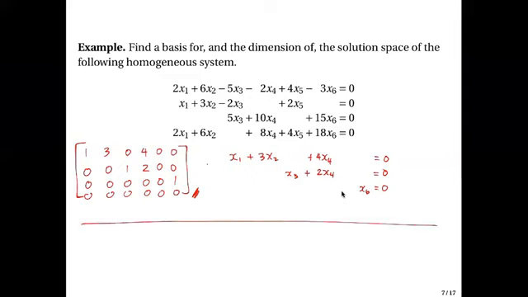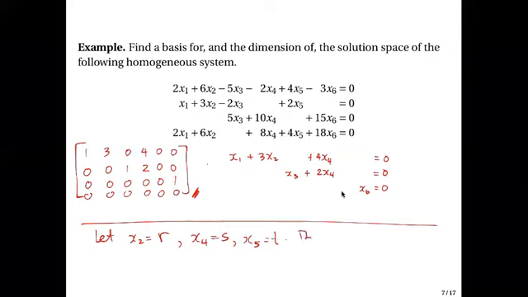So we have, let x2 be equal to s. Let's use s. Or r. Let me just use r. Let x2 be equal to r, x4 be equal to s, and x5 be equal to t.